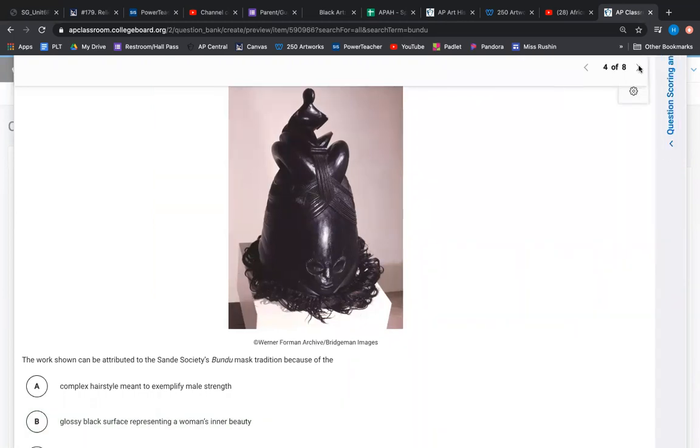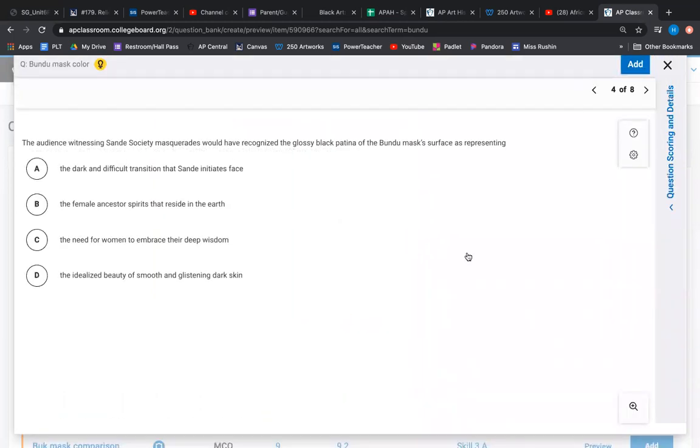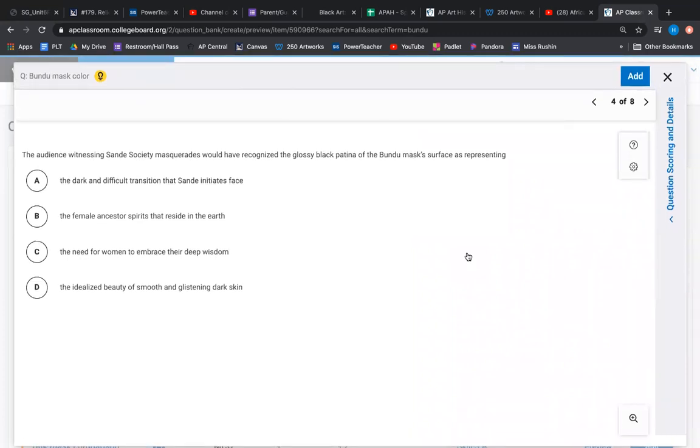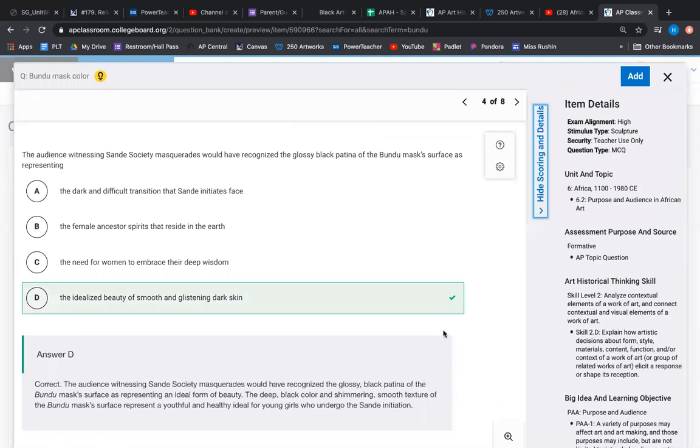Nice job, you guys. All right, number 4, the audience witnessing Sande Society masquerades would have recognized the glossy black patina of the Bundu mask surface as representing A, the dark and difficult transition that Sande initiates face, B, the female ancestor spirits that reside in the earth, C, the need for women to embrace their deep wisdom, D, the idealized beauty of smooth and glistening dark skin. I'm guessing D. Yes. Got it.